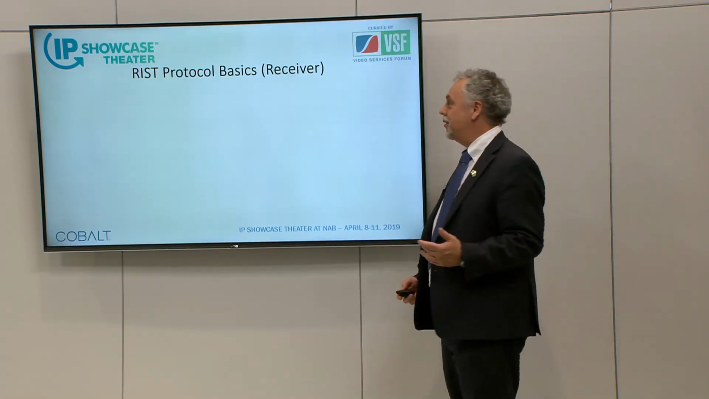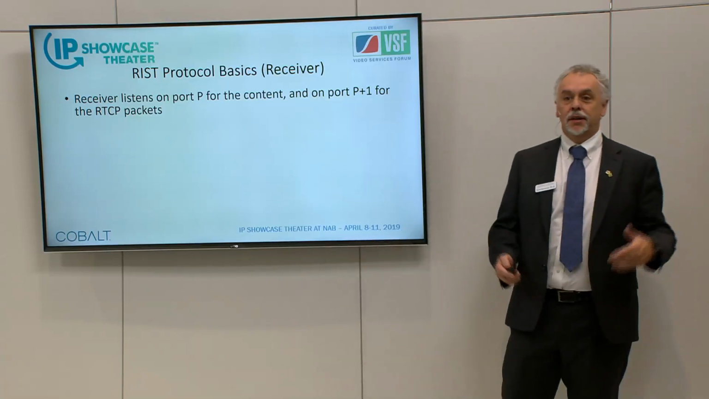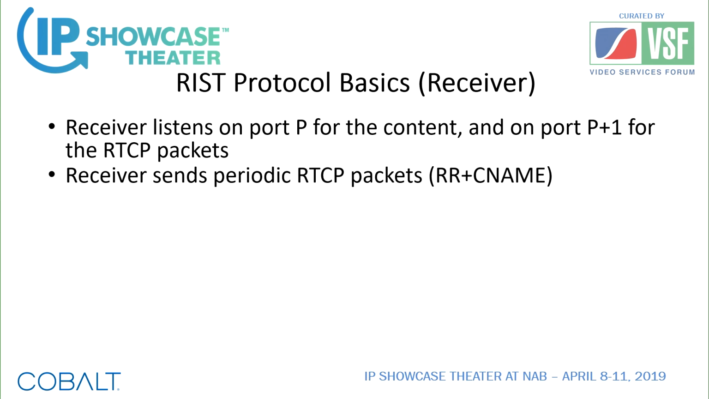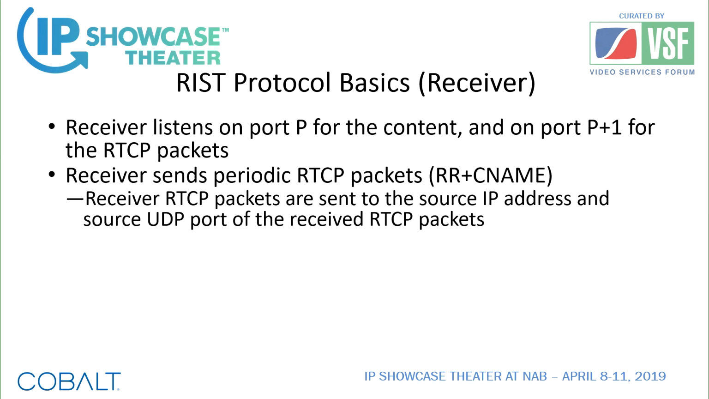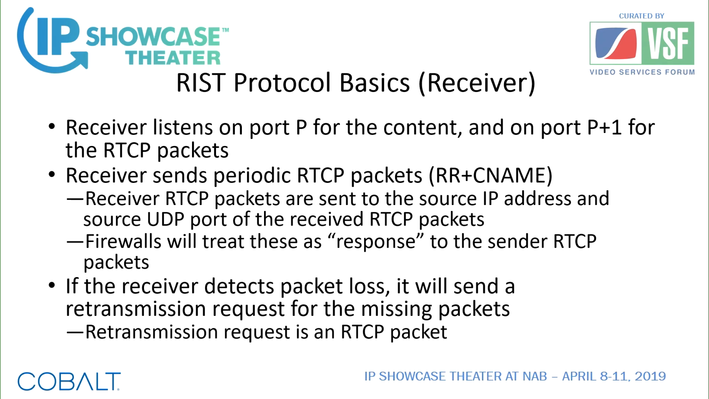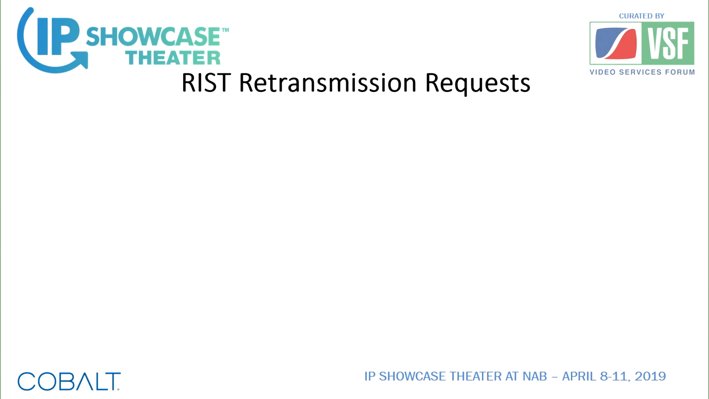So what happens in the receiver? It needs to listen for the RTP flow on port P, and P+1 for the RTCP packets. The receiver will send periodic RTCP packets towards the sender, and they are sent basically to where it came from. So again, this is to create state in firewalls. The firewalls will treat that as a response to the sender RTCP and will allow them through. Okay? If the receiver has packet loss, it will send a retransmission request as an RTCP packet.